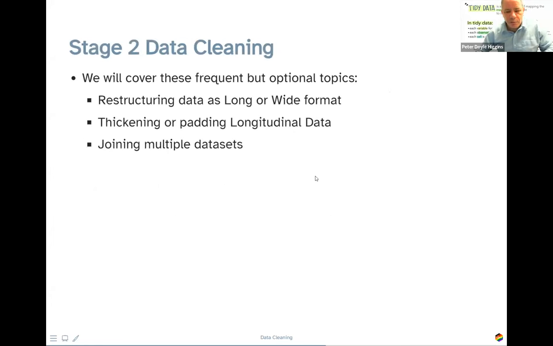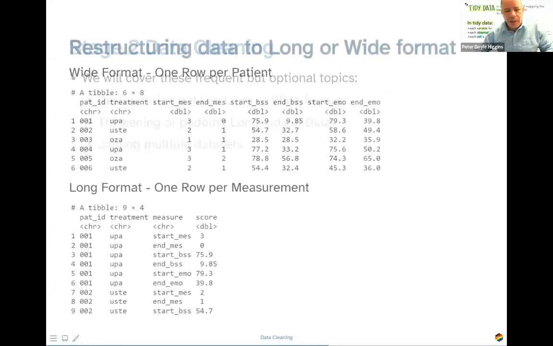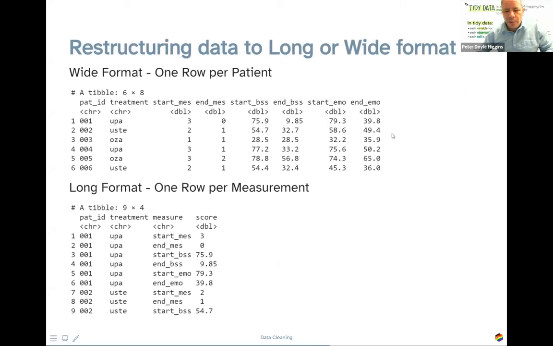So here are three topics in this section. And here's an example of wide format where we have one row per patient, or we can have long format, which is one row per measurement. You can see this is a row for start MES and MES, another one for start bowel symptom score and bowel symptom score, all for patient one. So we end up with six rows for patient one, whereas we have those six measurements listed in a single row when we're analyzing per patient. So wide format and long format, the same data, but structured in a different way.